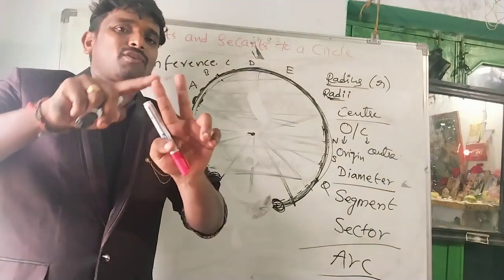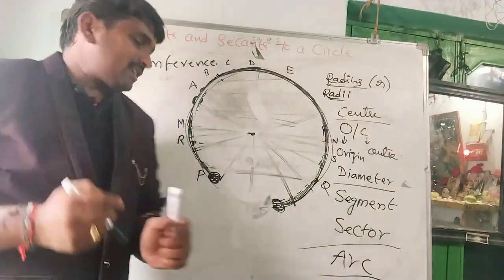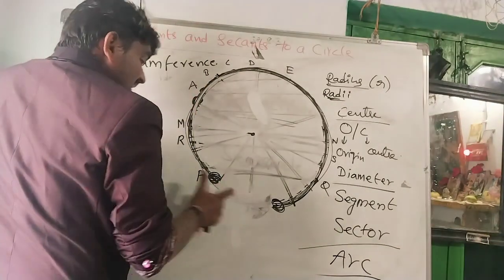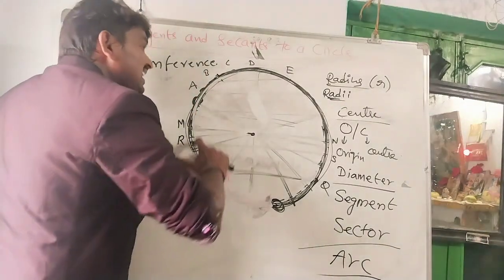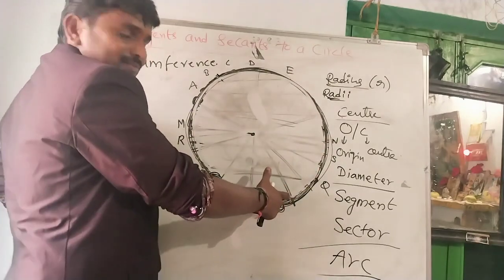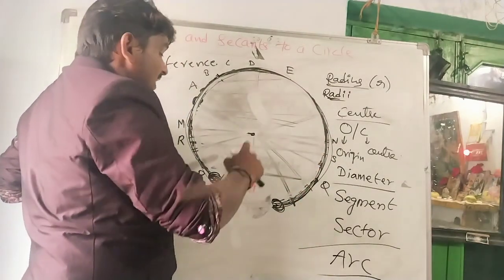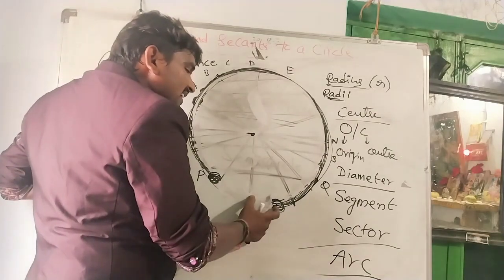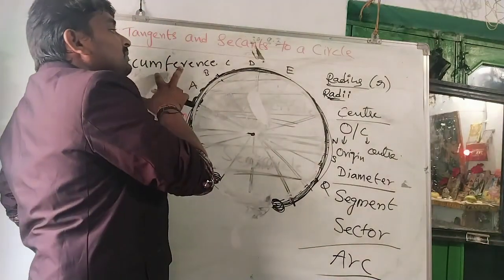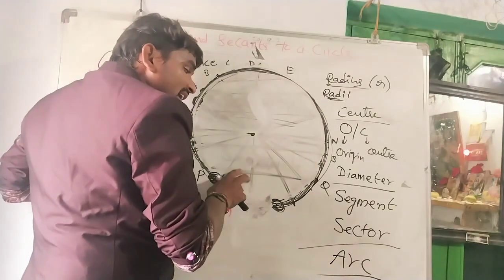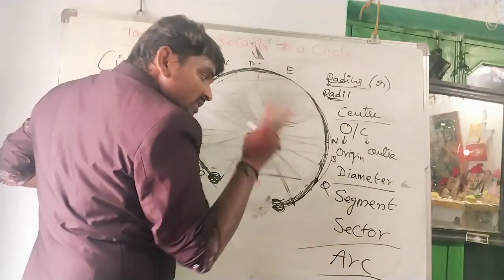We have two types of arcs: minor arc and major arc. I have taken only this part. Right? And this is also an arc, because this is also a part of the circle. A small part of the circle, or a small part of the circumference of a circle, is called arc. We can find two arcs in a circle.